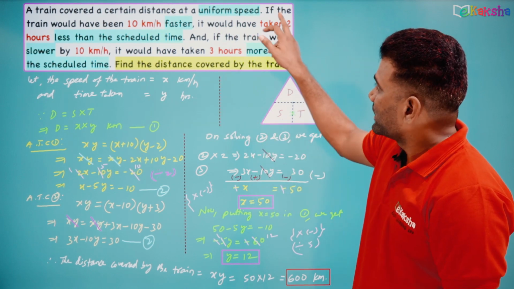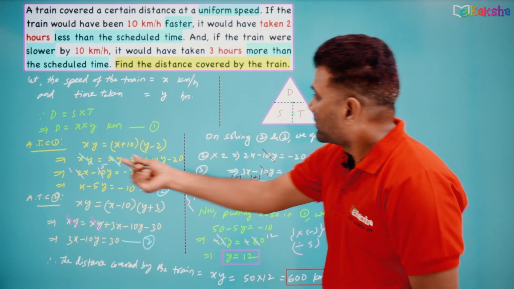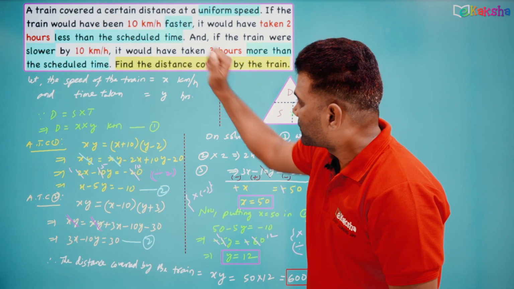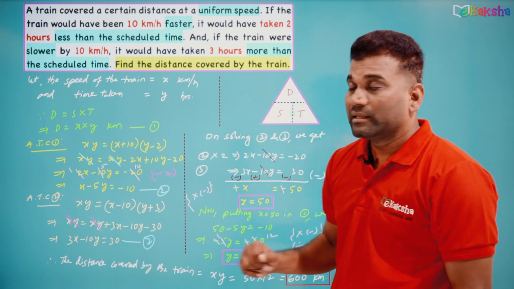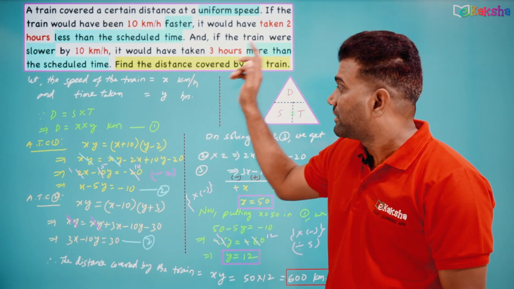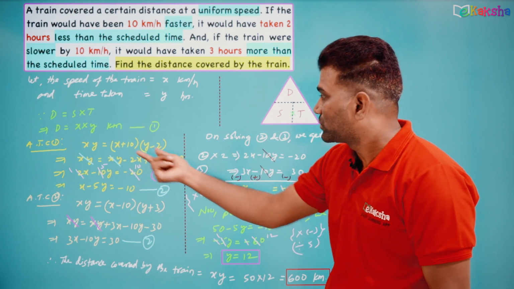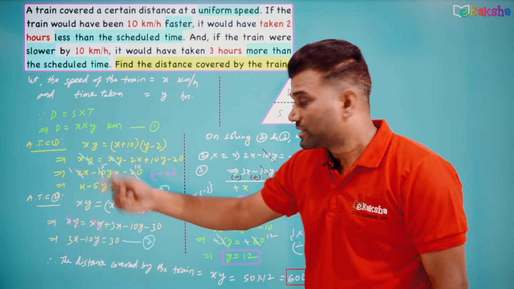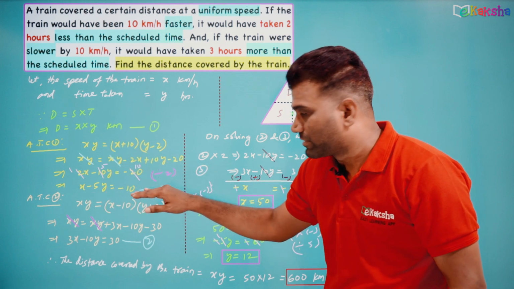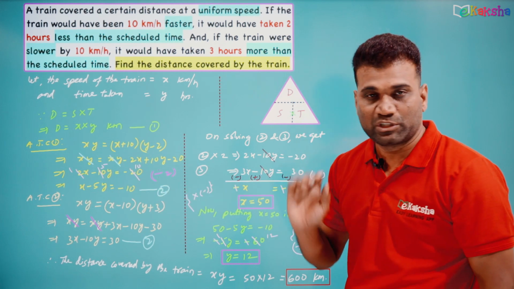So according to the first condition, distance remains the same. If speed is 10 kilometers faster, that is x plus 10, into, it would have taken 2 hours less than the scheduled time. Time would have been 2 hours less, that is y minus 2. So speed into time is equal to distance. On reducing this equation into linear form, we have got one linear equation. We have given number 2.